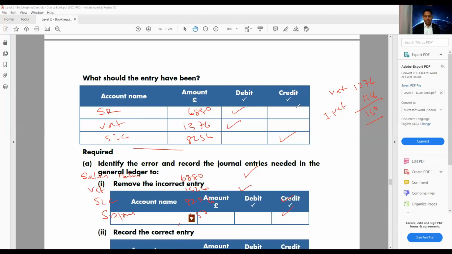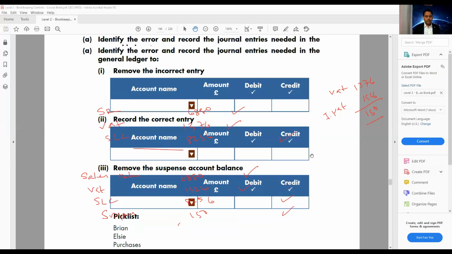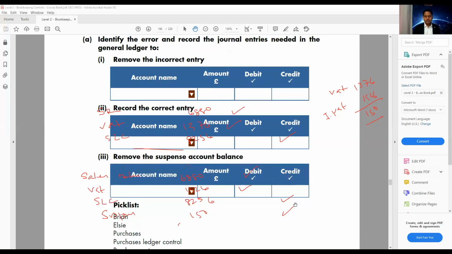Okay, now our next job is to remove the incorrect entries. Which one is incorrect? VAT. So I'm going to say VAT. How much is incorrect? 1526. I'm going to make it debit or credit if I want to remove it? If I want to remove it, I'm going to make it credit. Very well done, Naima and Preksha. Because I want to remove it, as soon as I said 1526 VAT credit, then all the debit will be gone. So that's fine.